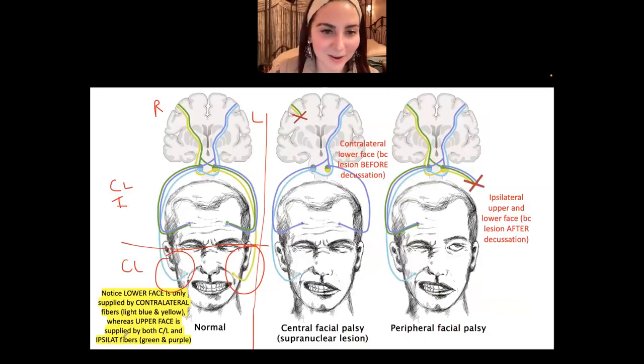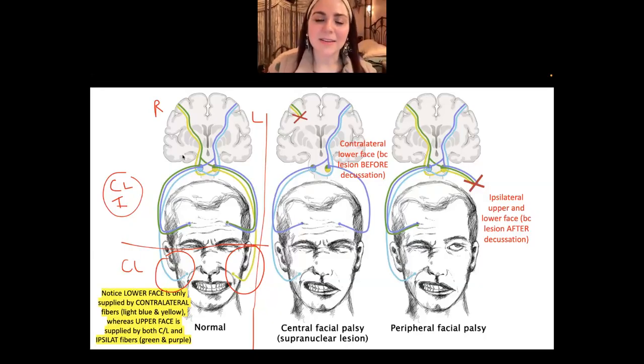All right. So again, I think this is a really confusing way they drew it. I understand what they're trying to do. They're trying to show color coding, but you can just think of it as there's contralateral and ipsilateral innervation to the upper face and only contralateral to the lower face. You're like, cool, well, why does that matter?